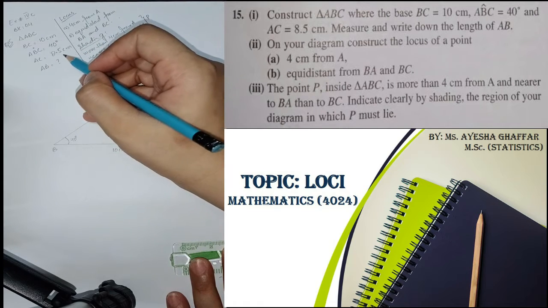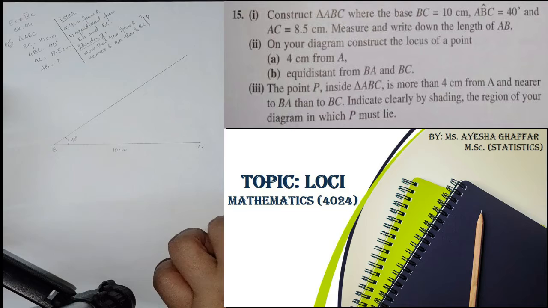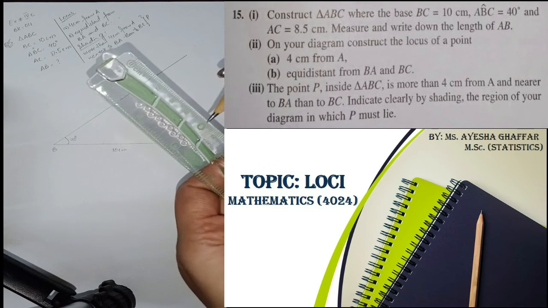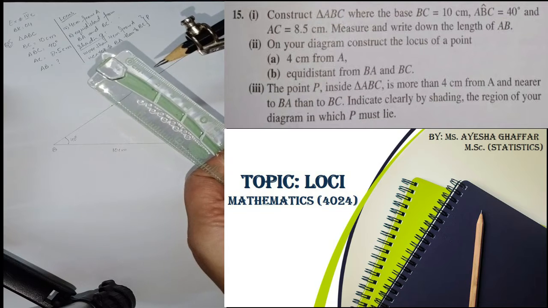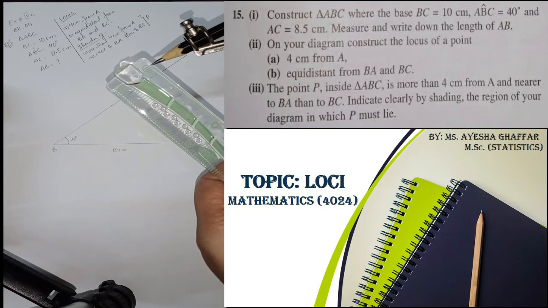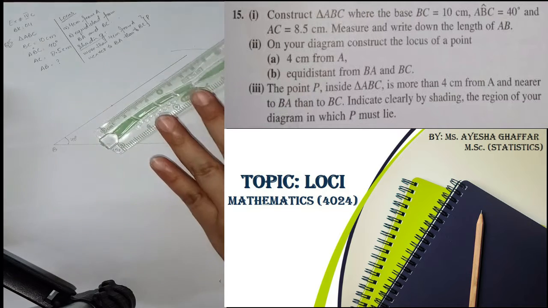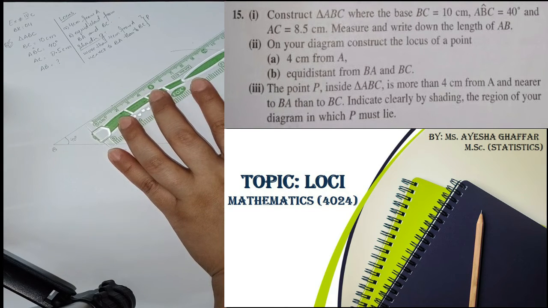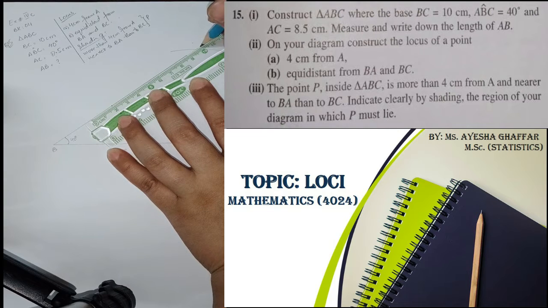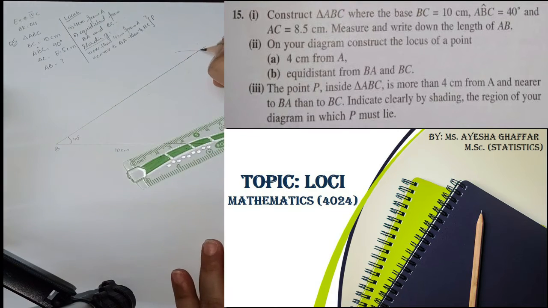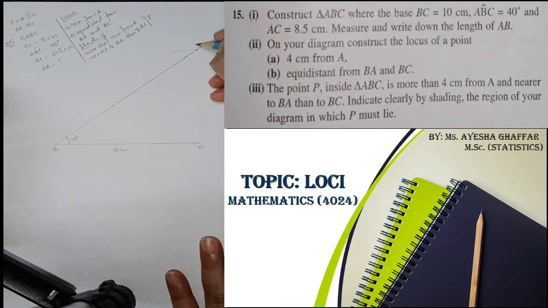Now AC is 8.5 centimeter. So we will open our compass 8.5 centimeter now, and then from point C we will mark an arc on this 40 degree line. Okay, if our arc and this angle line both are not intersecting, then we will extend our line where these two intersect. Now this is our third point A. Now we will join it with C.